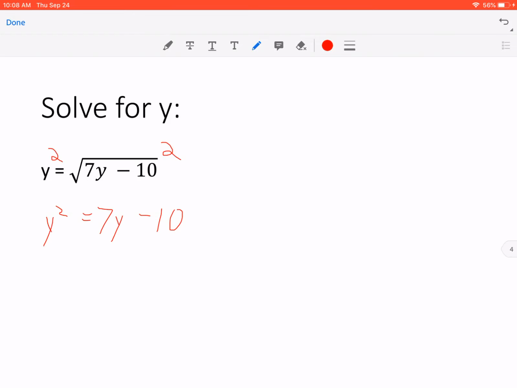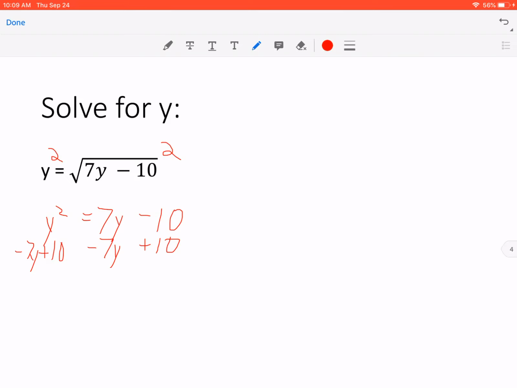So what I need to do is bring everything to one side. Well, since y squared is already positive on the left, why don't we bring the 7y over by doing minus 7y, and bring the 10 over by doing plus 10. Now when I do minus 7y and plus 10, on the left side, they have nothing to go with.